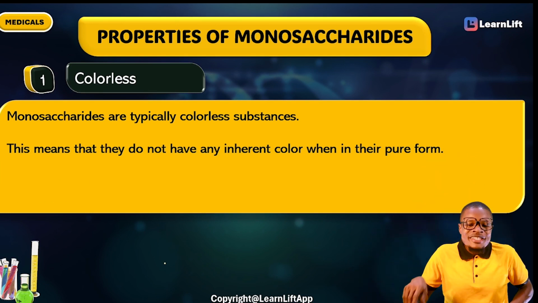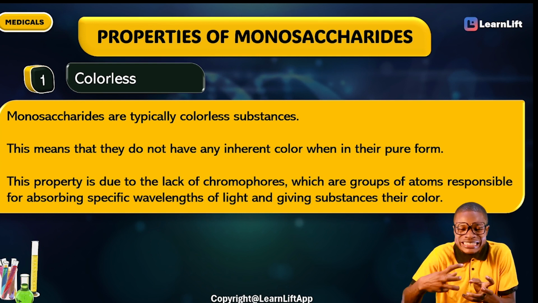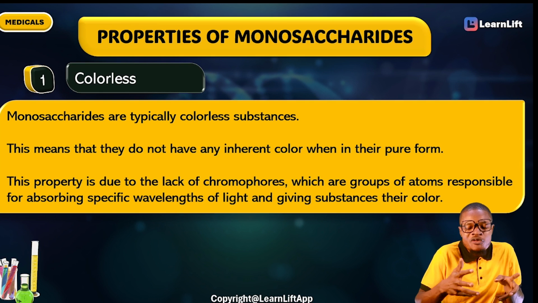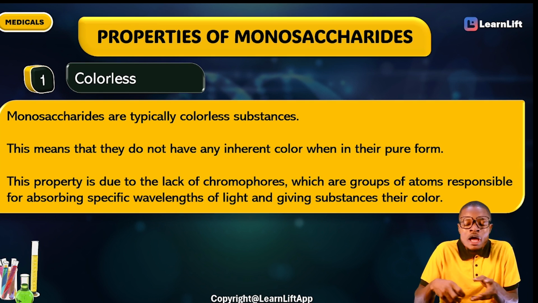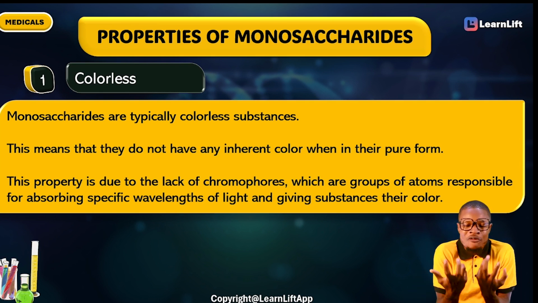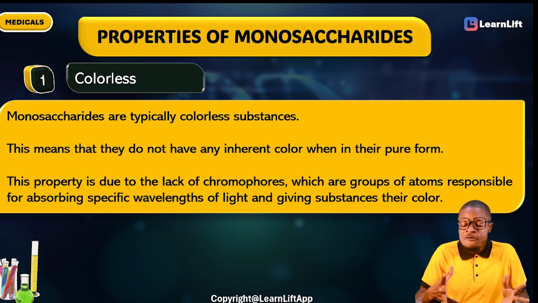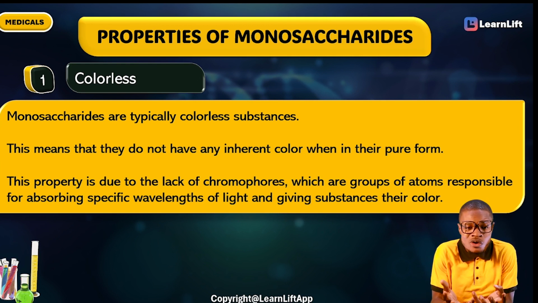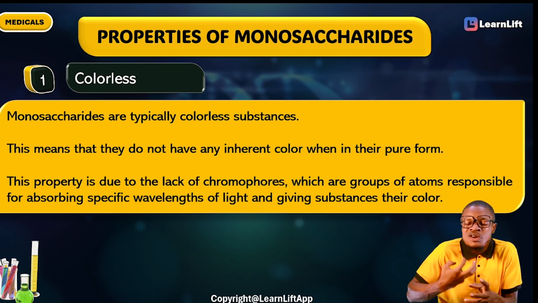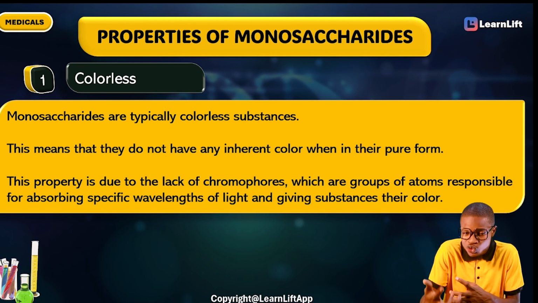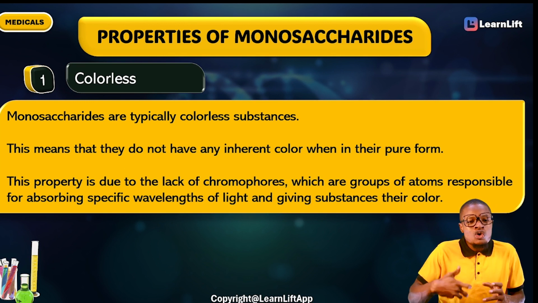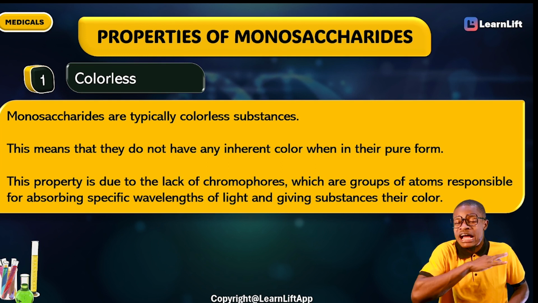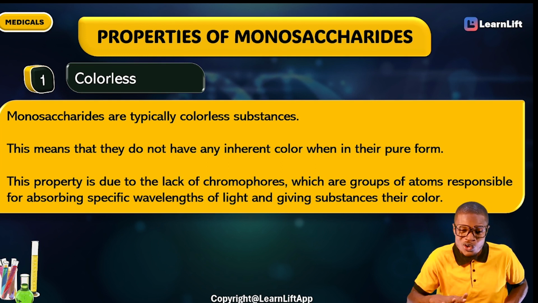Are you getting me now? The reason for this is that this property is due to the lack of chromophores. From the name chromophores, it has to do with color. These chromophores are the group of atoms that are responsible for absorbing specific wavelengths of light and giving substances their color. In other words, if you lack chromophores, you are going to lack your true color. Simple as that. Because monosaccharides lack chromophores, they lack color, hence they are colorless.